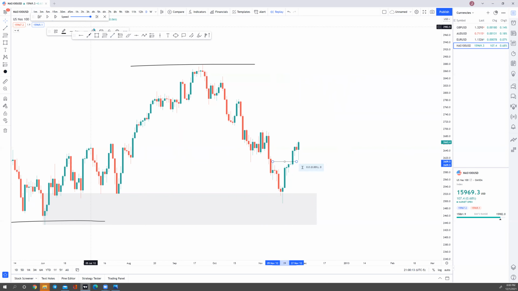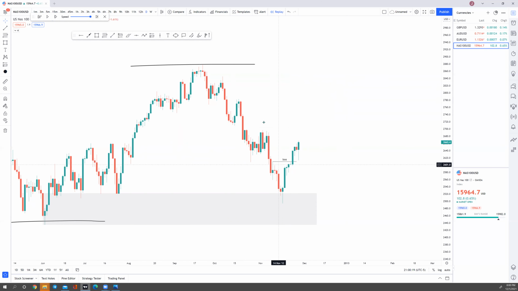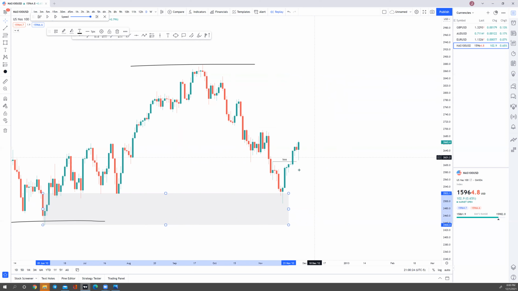So break of structure right there. Yes. Now we want to see a retracement, and I don't know where it's going to retrace. I haven't looked at this. This is from 2012. I was still a child, so it's not like I've ever seen this before.